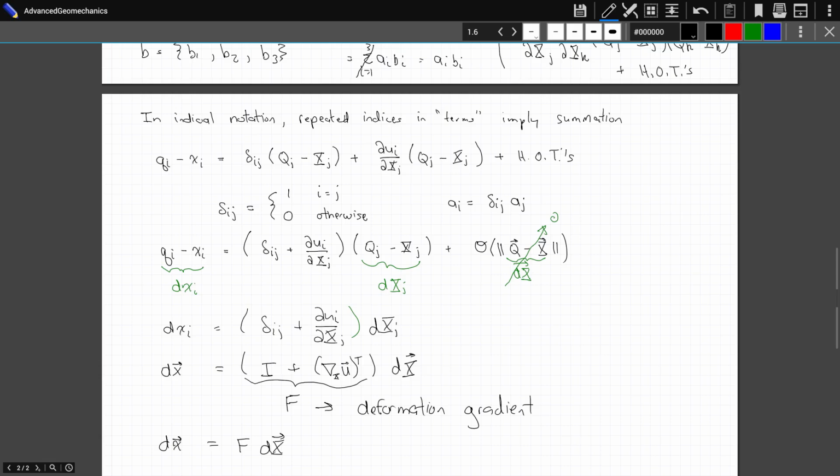So since we're talking about things that are close to X, or small in the neighborhood of X, then the higher order terms we ignore, and that leads us ultimately to this equation that maps vectors in the reference configuration, d big X, into vectors in the current configuration, d little x, and that mapping is called a deformation gradient, okay? And I misspoke at the end of class last time.